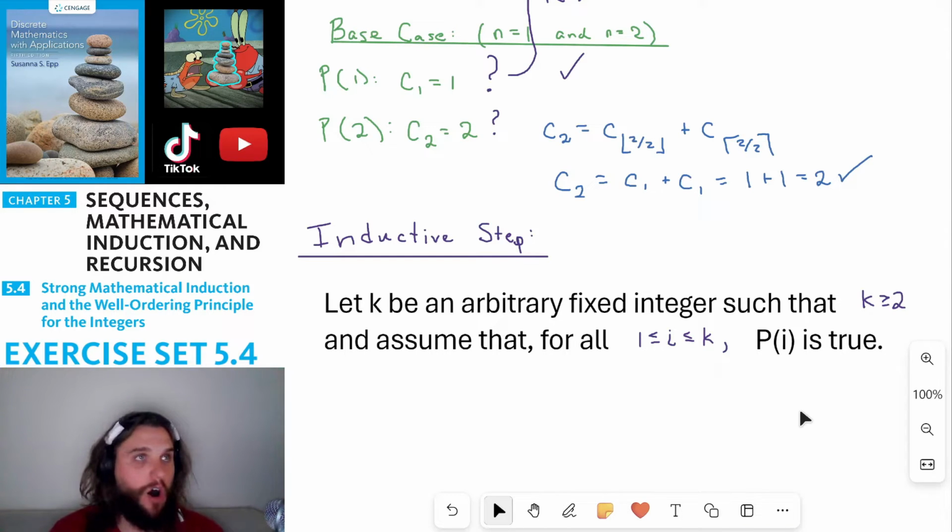and assume that for all 1 less than or equal to i less than or equal to k, P of i is true. So we're assuming that P of 1 is true. We're assuming that P of 2 is true, and so on, all the way up to P of k. We're assuming that all of those are true. We need to show that P of k plus 1 is true.